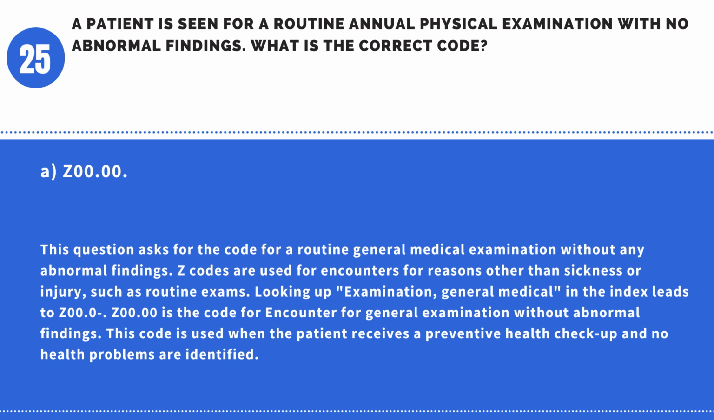Answer: A. Z00.00. This question asks for the code for a routine general medical examination without any abnormal findings. Z codes are used for encounters for reasons other than sickness or injury, such as routine exams. Looking up examination, general medical in the index leads to Z00.0-. Z00.00 is the code for encounter for general examination without abnormal findings. This code is used when the patient receives a preventive health checkup and no health problems are identified.